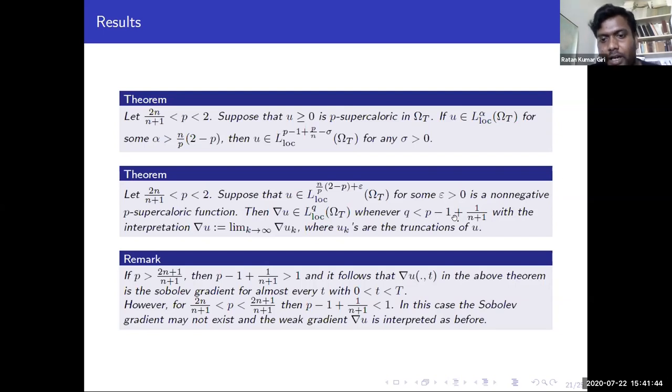One important remark I want to mention here is that if p is bigger than this number, then this exponent is strictly greater than 1. So in this case, the gradient of u exists in the Sobolev sense. But if p lies in this range, then this exponent is strictly less than 1. So in this case, we cannot think about the gradient of u in the Sobolev sense. So in this case, we have interpreted the gradient of u as a limit of truncations. And if we interpret it this way, then it coincides with the Sobolev gradient almost everywhere.